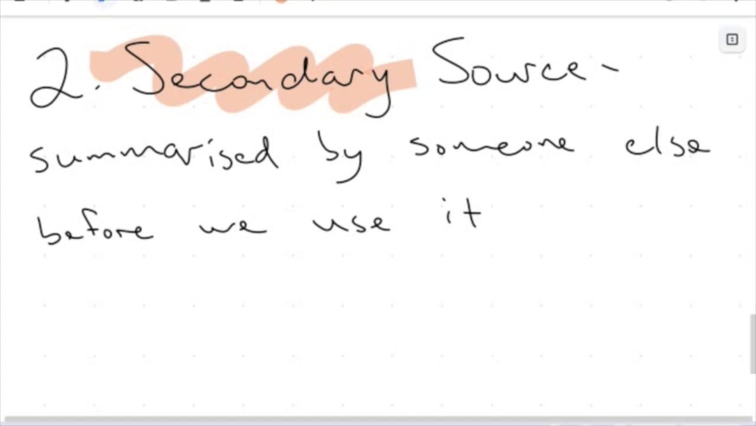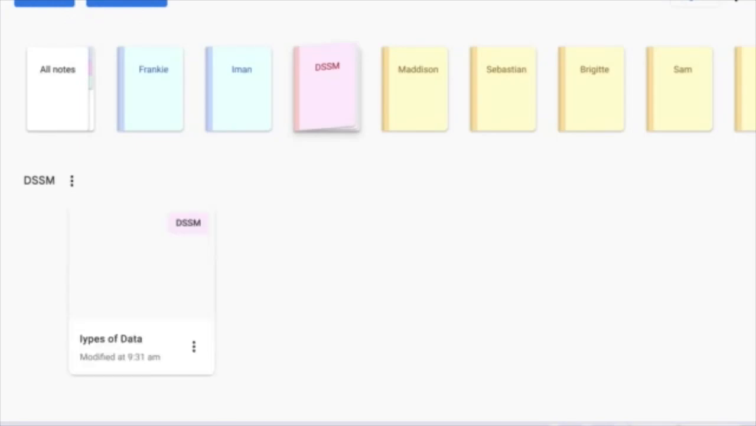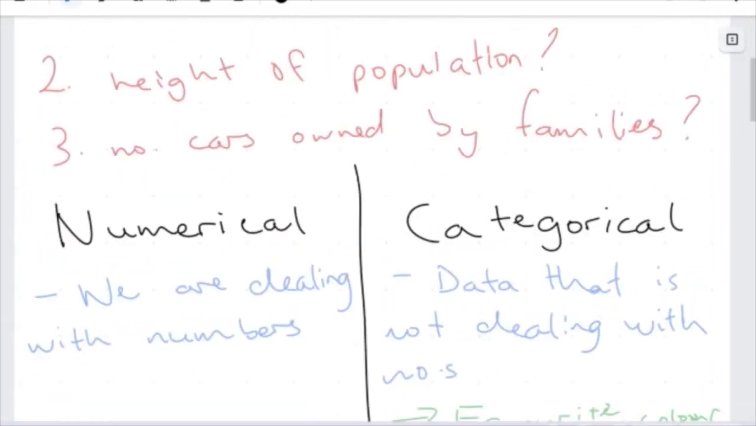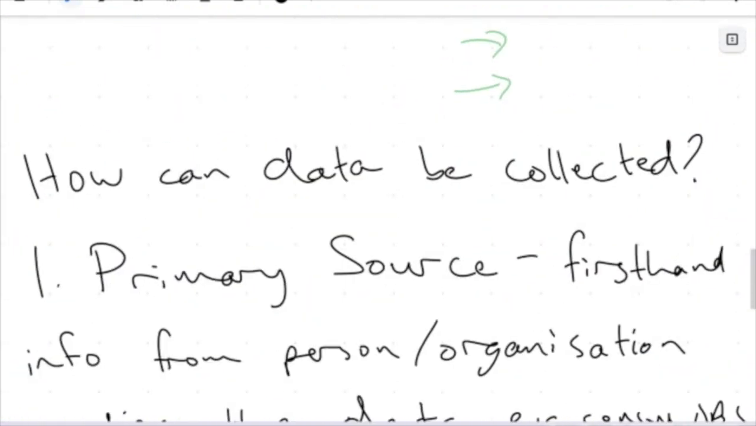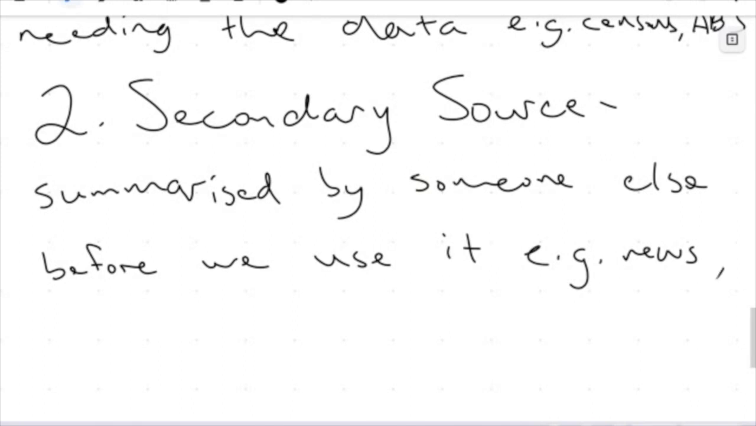So it's not straight from the source like primary is. This is something like newspaper articles, news articles, or an internet blog or a site. These are secondary sources of data.